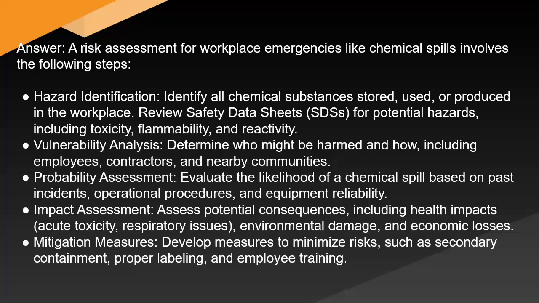Probability assessment. Evaluate the likelihood of a chemical spill based on past incidents, operational procedures, and equipment reliability. Impact assessment. Assess potential consequences, including health impacts, acute toxicity, respiratory issues, environmental damage, and economic losses. Mitigation measures. Develop measures to minimize risks, such as secondary containment, proper labeling, and employee training.